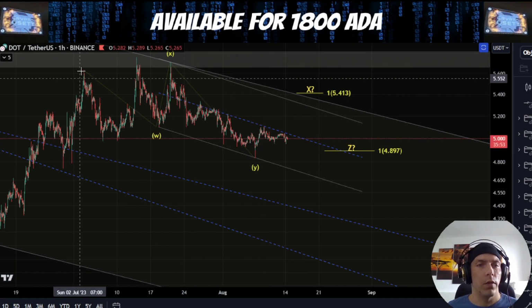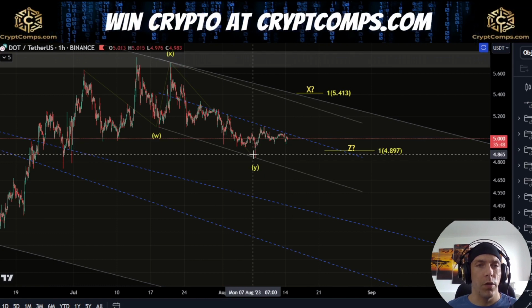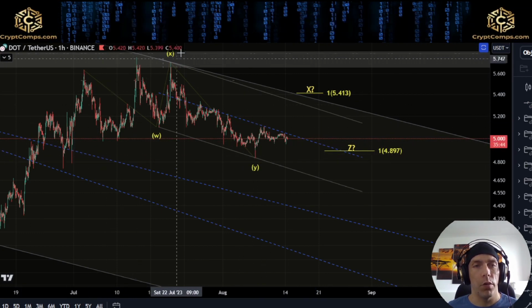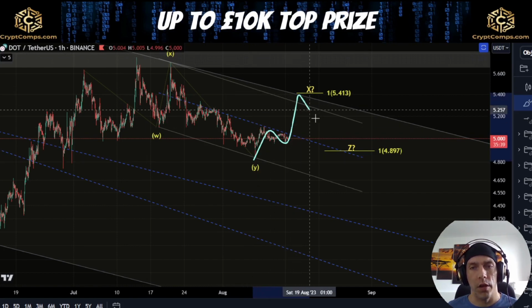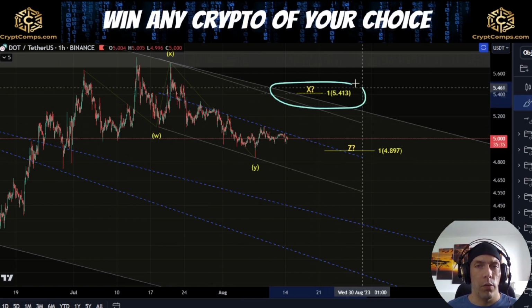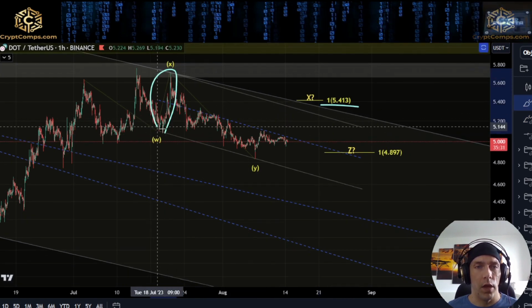Now, if we are looking at this in this way, what we'd be saying is that this could be WXY. Now, the thing that we need to be aware of here is if this is going to be a triple corrective structure where we have 3 of these 3-wave moves in a row, what we could still see is 3 waves to the upside and then still getting this Z wave to the downside. Now, the X wave 1-to-1 is up here at this 541, so that is the same as this X wave over here.